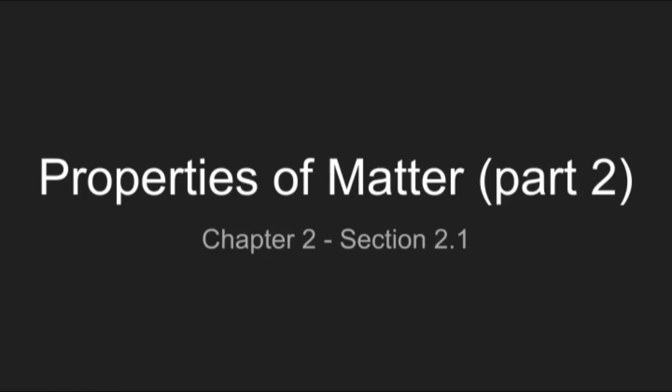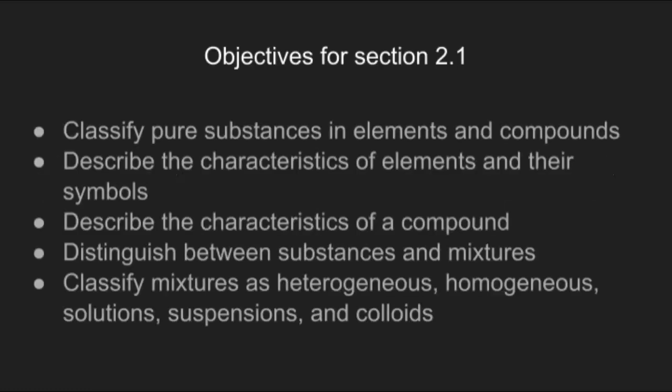All right, today we are continuing our discussion on the properties of matter. This is section 2.1. There are a number of objectives for this section, and that includes being able to classify pure substances into elements and compounds, describing characteristics of elements and their symbols, describing characteristics of a compound, distinguishing between substances and mixtures, and classifying mixtures as well into several categories. In addition to this, we're also going to be talking about the periodic table.